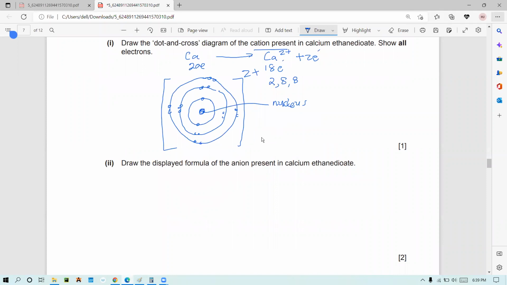Draw the displayed formula of the anion. Anion is ethane dioate. Because ethane part is there, it tells that there are 2 carbon atoms. Dioate, there are 2 OH. OH means carboxylate ion. There are 2 carboxylate ions in it. This is the displayed formula of the anion, which is ethane dioate.